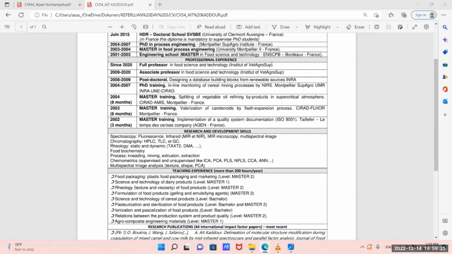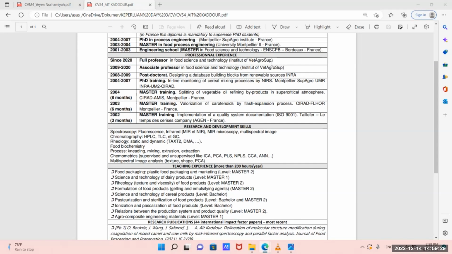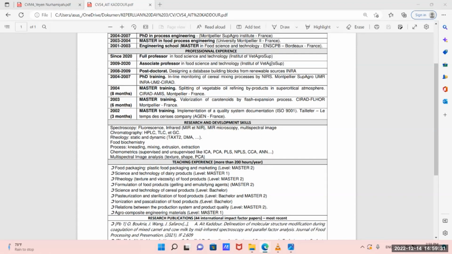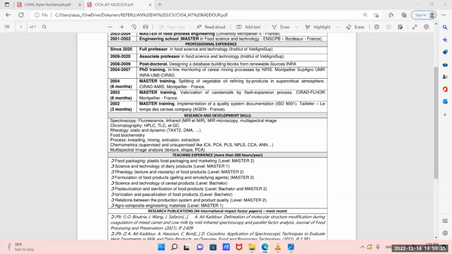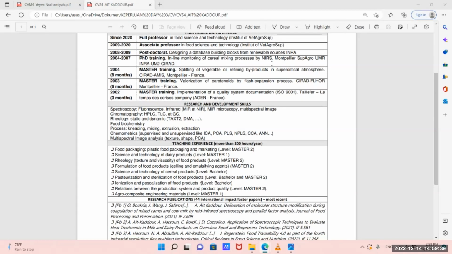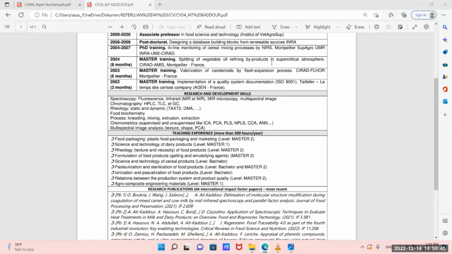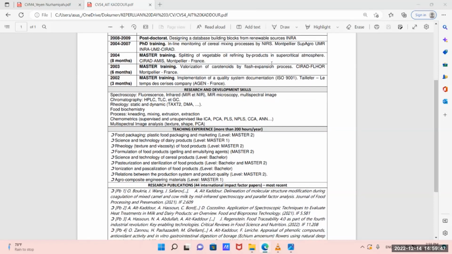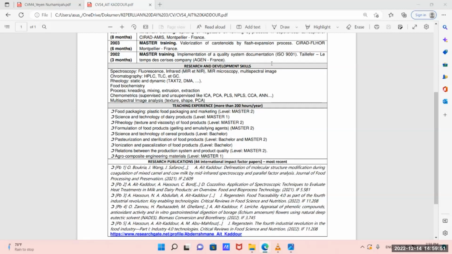He has various skills, including spectroscopy, chromatography, food biochemistry, process, chemometrics, and multispectral image. He also has more than 200 hours of teaching per year, and 44 international papers in impact journals.